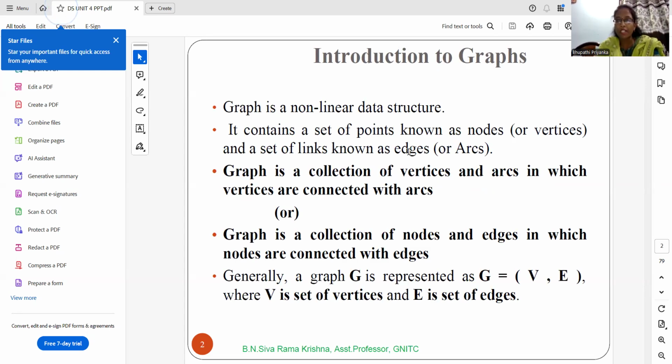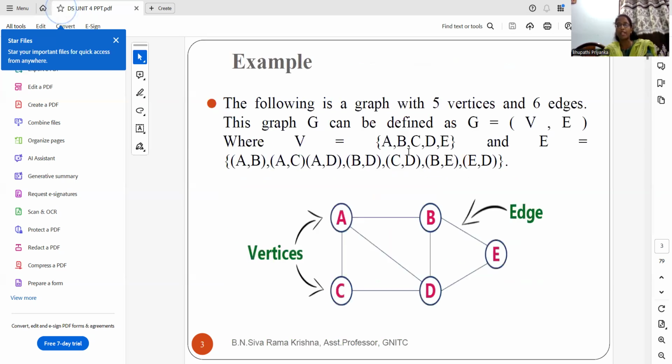A graph is a non-linear data structure which contains nodes and edges. Or it can be defined as a collection of nodes as well as edges. A graph is represented by G, and it has vertices and edges, right? So a graph is represented as G = (V, E), where V is a set of vertices and E is a set of edges. Let's now discuss a small example of how a graph will look.